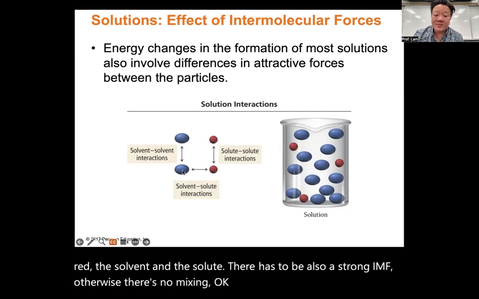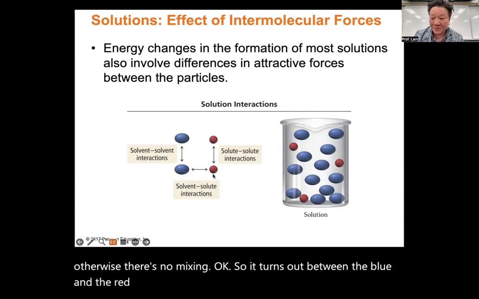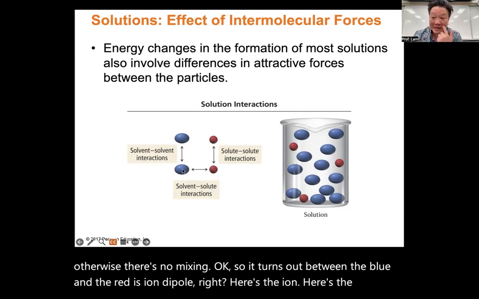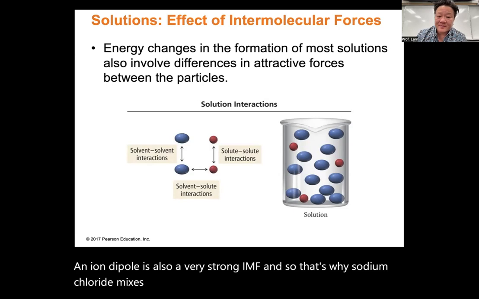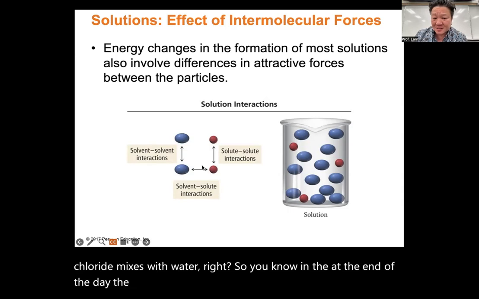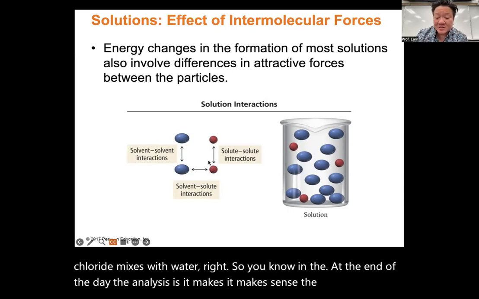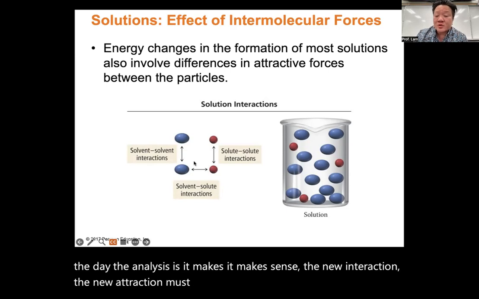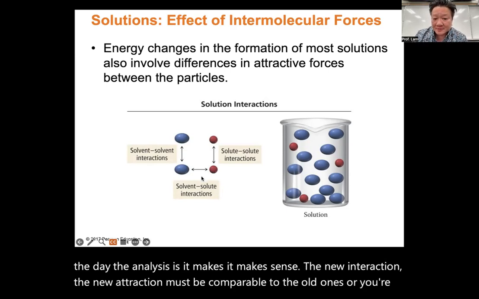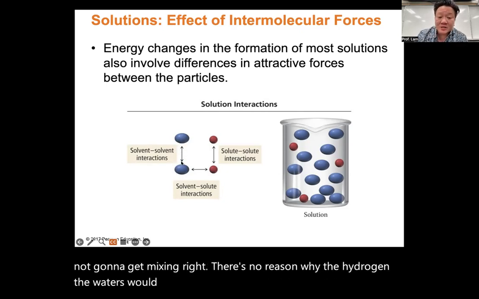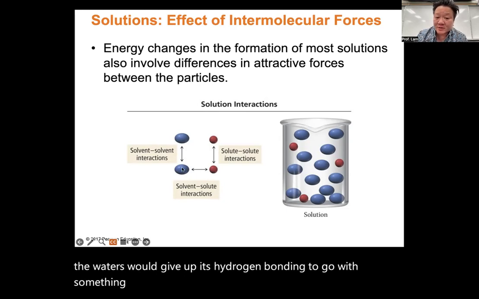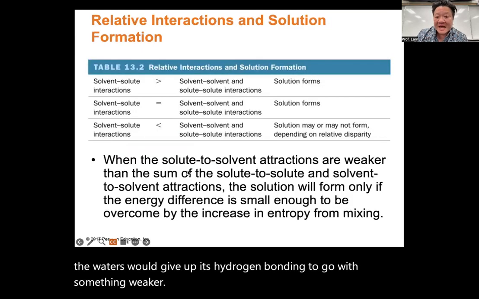Okay. So it turns out between the blue and the red is ion-dipole, right? Here's the ion, here's the dipole. And ion-dipole is also a very strong IMF. And so that's why sodium chloride mixes with water, right? So at the end of the day, the analysis makes sense. The new attraction must be comparable to the old ones, or you're not going to get mixing, right? There's no reason why the water would give up its hydrogen bonding to go with something much weaker, right? So that's how it goes.